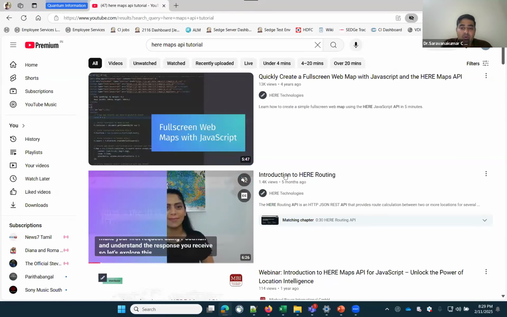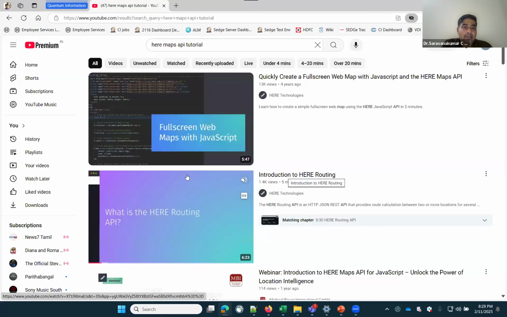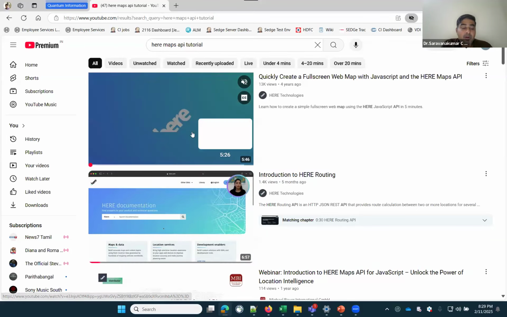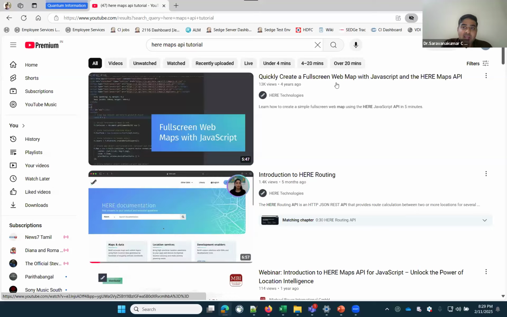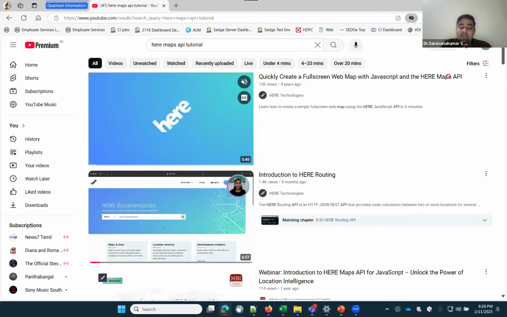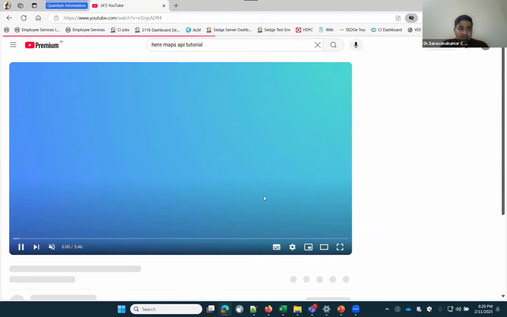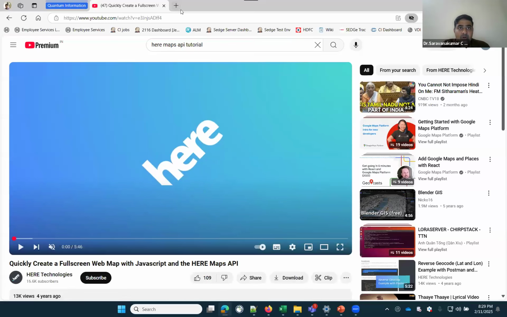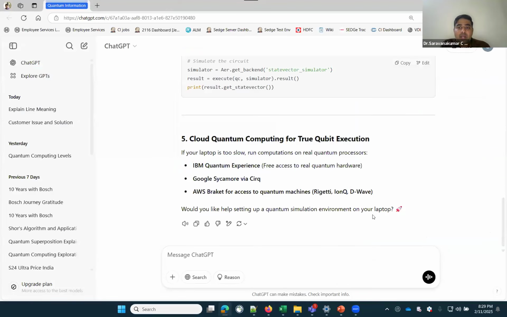Yes. So this HERE routing is something like a map. Instead of Google Maps, logistics companies use HERE Maps. You can Google it. I will not show it, considering the time.